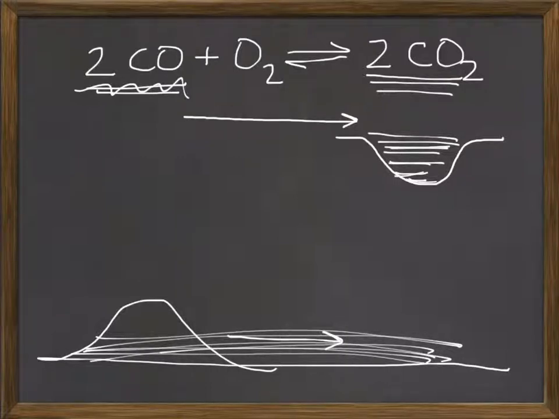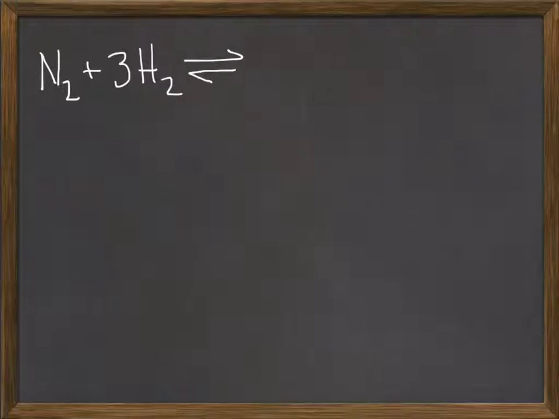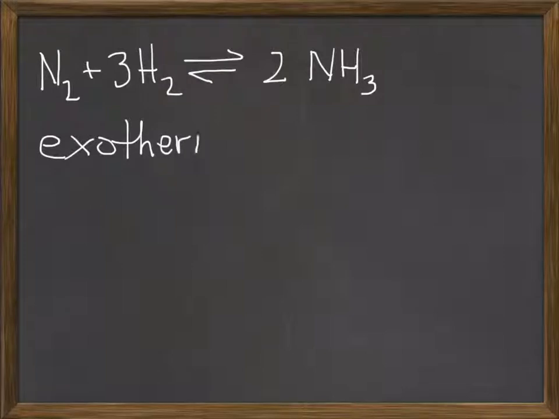What if we change a temperature? What would that do to a system? Let's take a look at it. Let's say that you have some nitrogen and hydrogen, and this will react to form ammonia. And it turns out that this reaction is what we call an exothermic reaction.